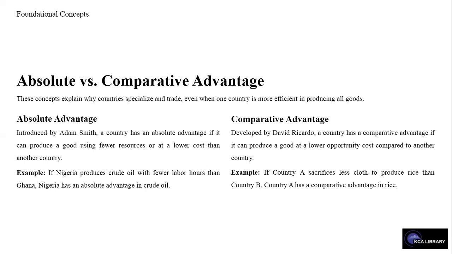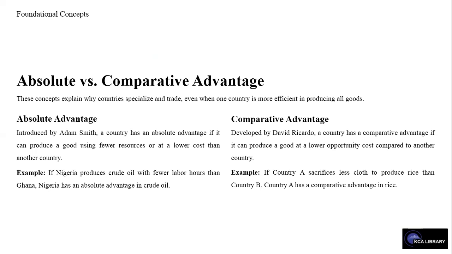And this was introduced by Adam Smith, and it shows that a country has an absolute advantage if it can produce a good using fewer resources or at a lower cost than another country. An example of this is if Nigeria produces crude oil with fewer labor hours than Ghana, Nigeria has an absolute advantage in crude oil.